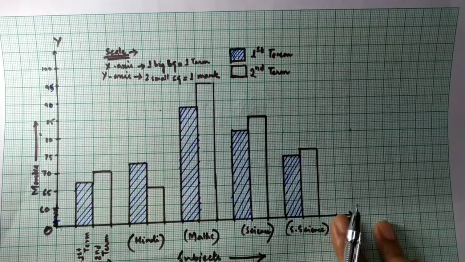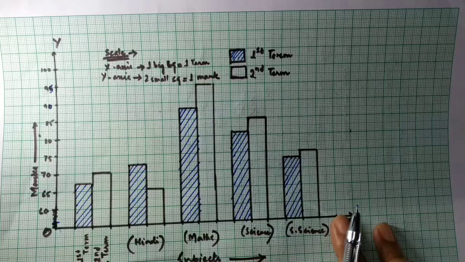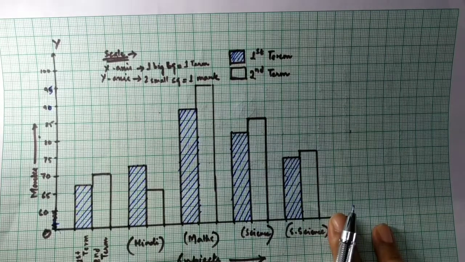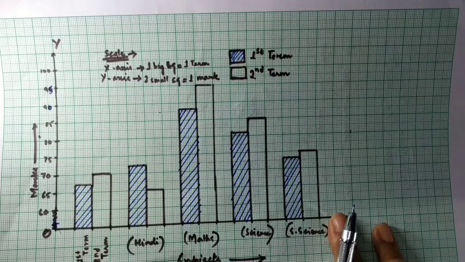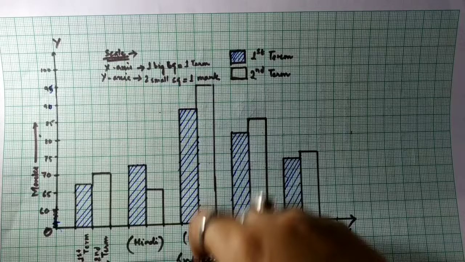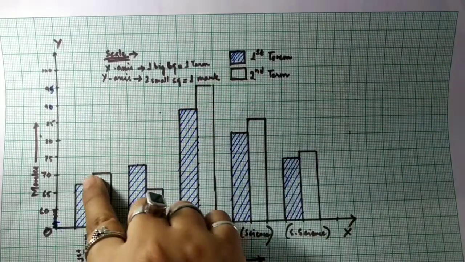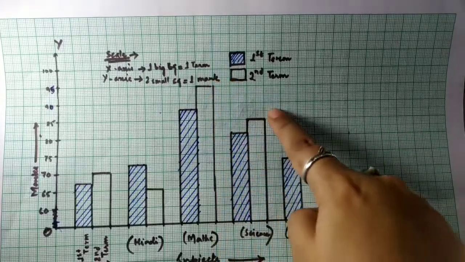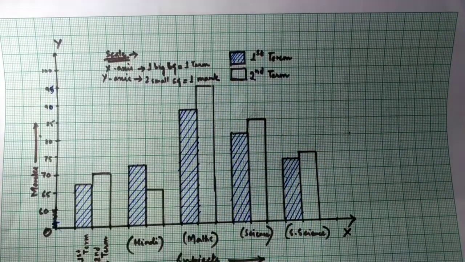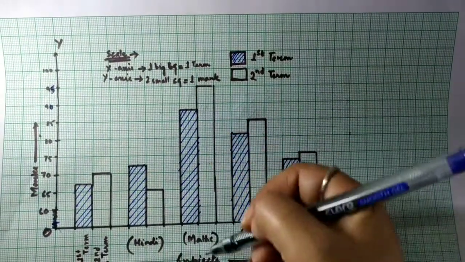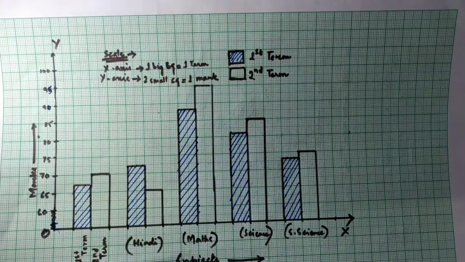Okay. After drawing the graph, there are 3 questions here. First question is, in which subject has the child improved his performance the most? You can see where this is the term 1 and this is the term 2. Here also the child has improved. Here its performance has gone down. Here it's improved, here it's improved, and here also. But where has the performance increased more? The gap, see, it's more. So in maths the child has improved his performance the most.